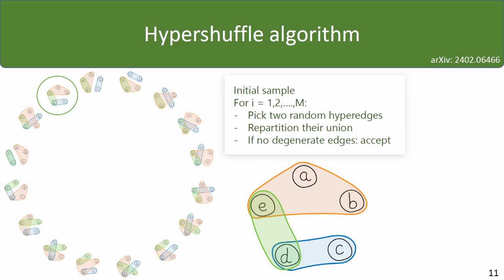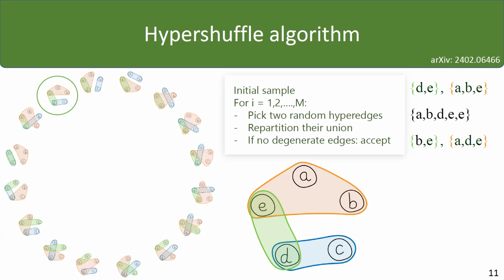Right, so we're going to start with picking 2 hyper edges at random. I picked the orange and the green one now. Now I'm going to take the union of the 2, and now we're going to randomly repartition them again into 2 sets, for example, like this. And in doing so, we make sure that the sizes of these hyper edges stay the same, right? So the degrees of the edges remain the same.